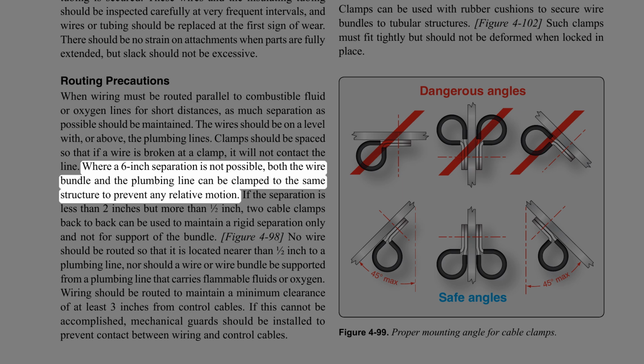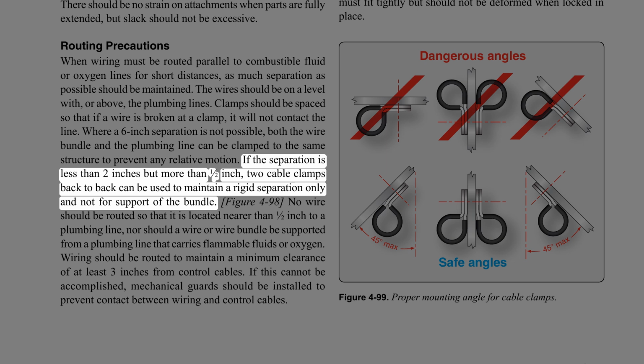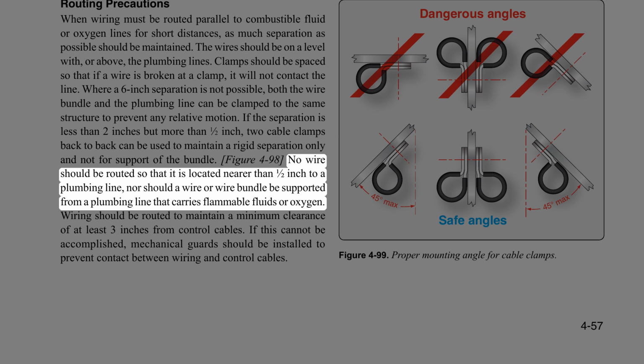Where a 6-inch separation is not possible, both the wire bundle and the plumbing line can be clamped to the same structure to prevent any relative motion. If the separation is less than 2 inches but more than 1/2 inch, 2 cable clamps back to back can be used to maintain a rigid separation only and not for support of the bundle. No wire should be routed so that it is located nearer than 1/2 inch to a plumbing line, nor should a wire or wire bundle be supported from a plumbing line that carries flammable fluids or oxygen.